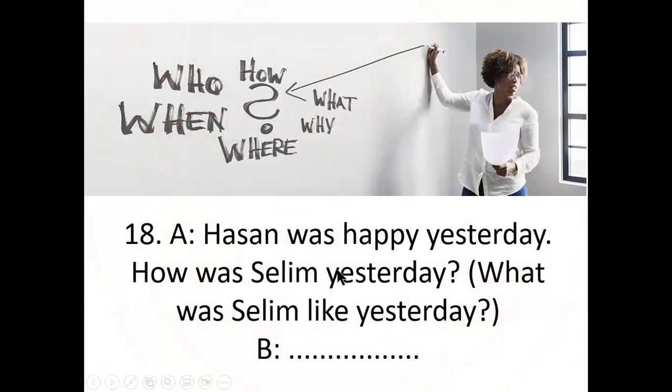Dialogue 18A. Hasan was happy yesterday. Yes, this is a model sentence. You can produce hundreds of thousands of sentences by using adjectives and the opposite of them. Hasan wasn't unhappy yesterday. Hasan was happy yesterday. How was Selim yesterday? Or what was Selim like yesterday? He was cheerful. Yes, he was unhappy yesterday. He was hopeful yesterday. He was positive yesterday. Okay.